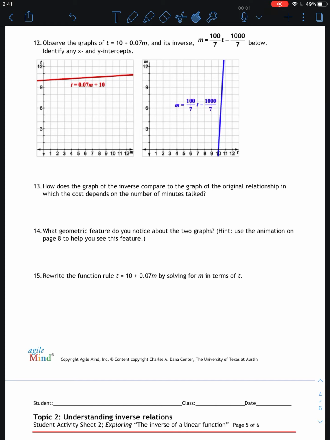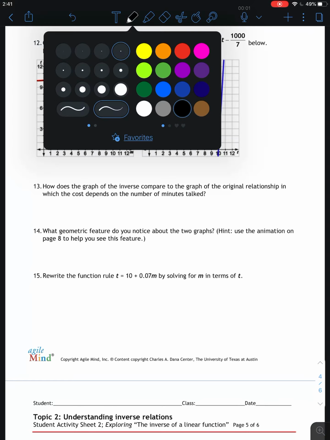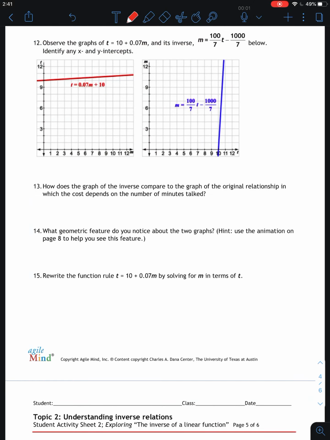The x-intercept, there is no x-intercept on the graph on the left. X-intercept means where does it cross the x-axis? Well, here's the x-axis, and that line never crosses the x-axis. So there's not an x-intercept, but there is a y-intercept. The y-intercept is right there at 0, 10. That's a y-intercept.